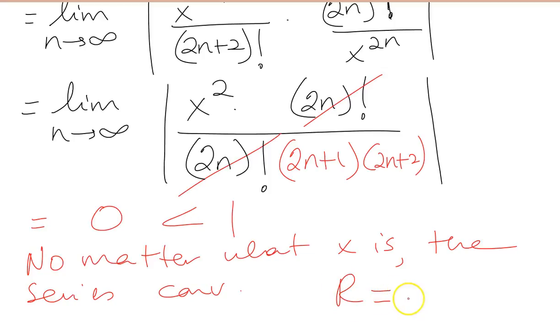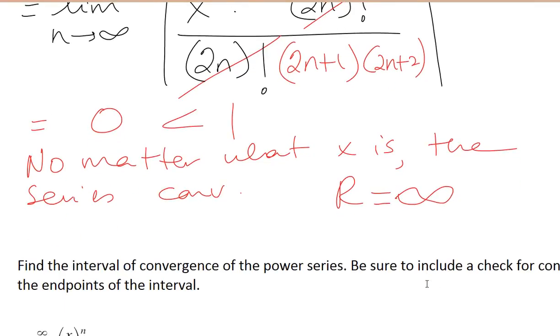So if the series converges for all values of x, then the radius is going to be infinity. Wonder why? Here is the center. The series converges for all values, positive, negative, whatever. So the radius is infinity. The distance from 0 to infinity is infinity.